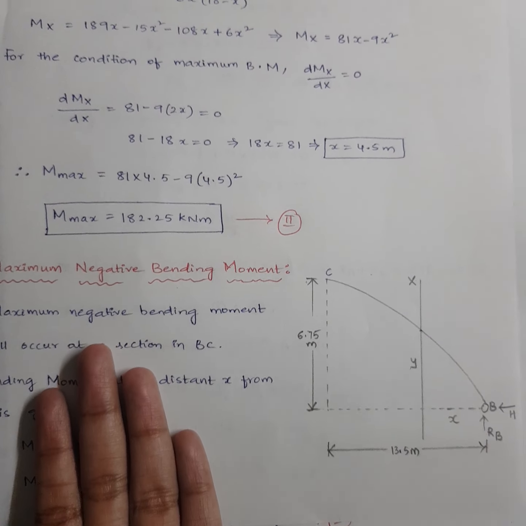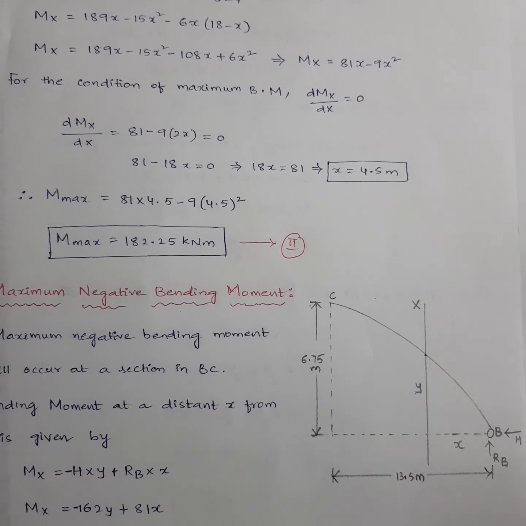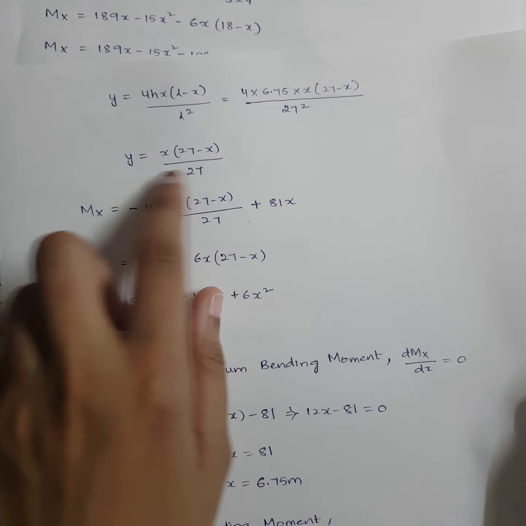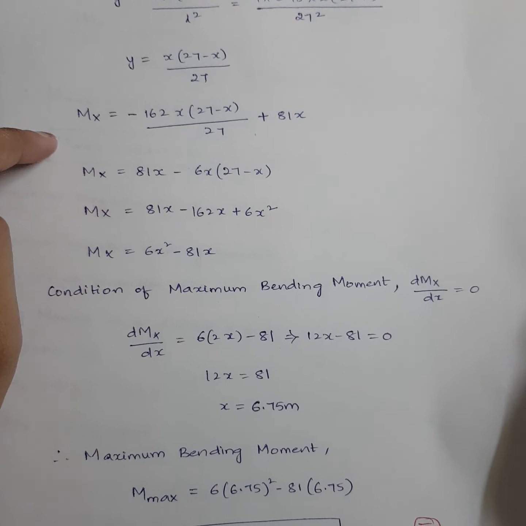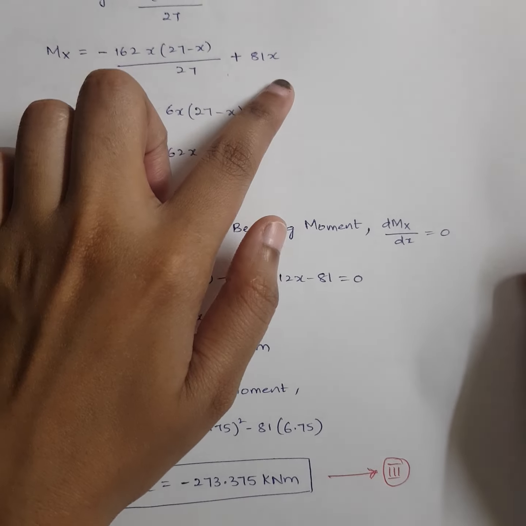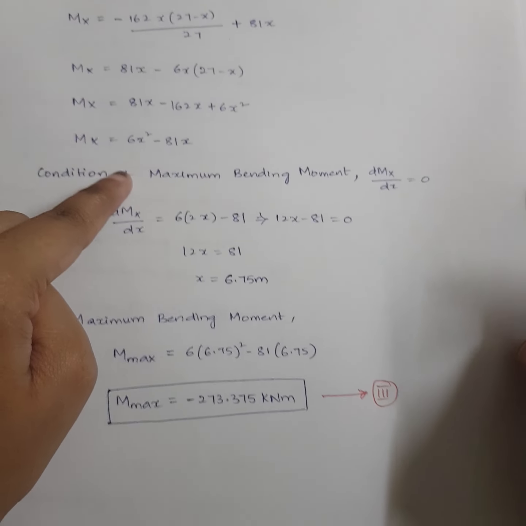Obviously the other hand side also, if it exists only, we can take the formula of Y. So 13.5 plus 13.5 is 27. So 27 minus x by 27 square, you get Y as this value. Once you get Y, substitute back in Mx. So Mx is minus H into Y plus 81x. You get Mx value to be 6x square minus 81x.